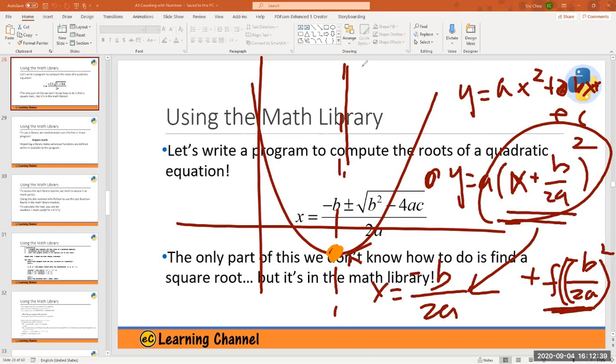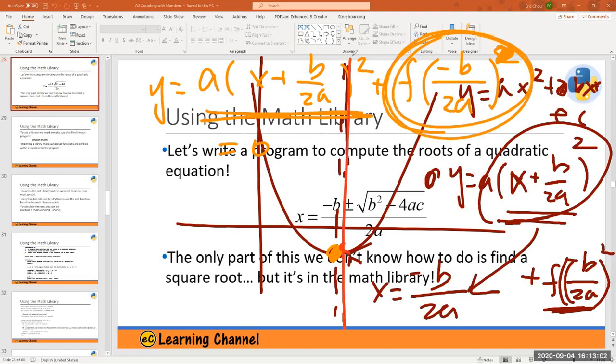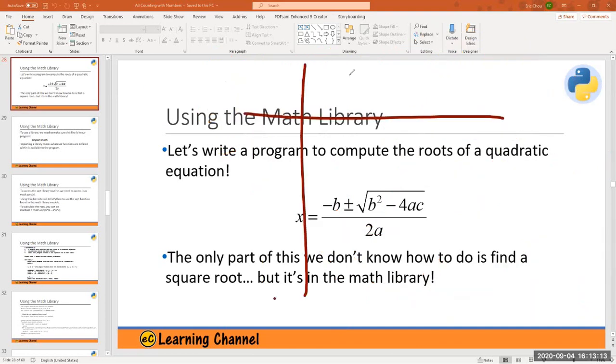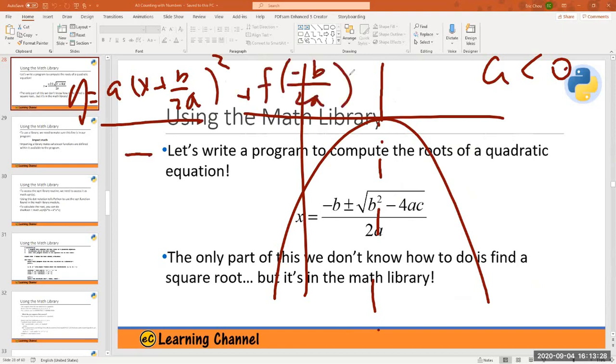No question? So your equation is y equals a times (x plus b over 2a) squared plus f of minus b over 2a. When this term equals 0, the minimum will be here, so this is your line of symmetry. It can be a maximum if your a is less than 0, because then a times (x plus b over 2a) squared is always negative. So f of minus b over 2a would be your maximum. Anyway, that's actually too far.